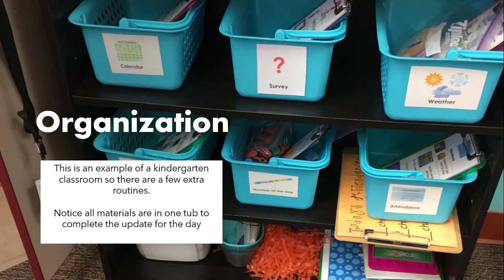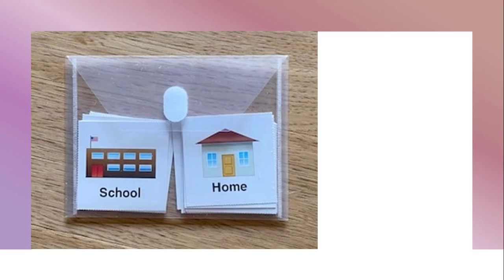Organization is key because kids need to be able to touch the stuff, especially once you release it over to them. So if I am 4 years old, I'm going to walk over to that calendar tab and I'm going to have the card to decide if it's a school day or home day and everything that I need right inside that tub, including a dry erase marker.